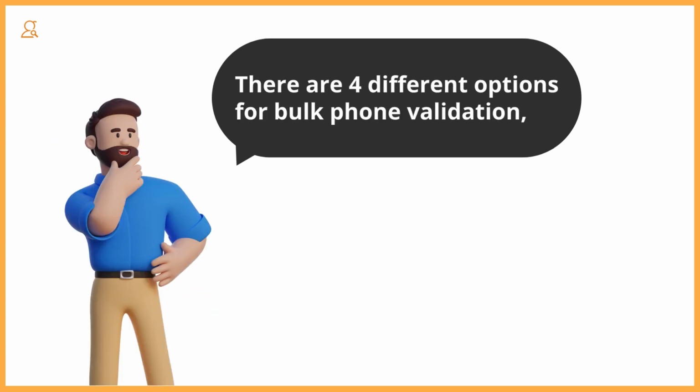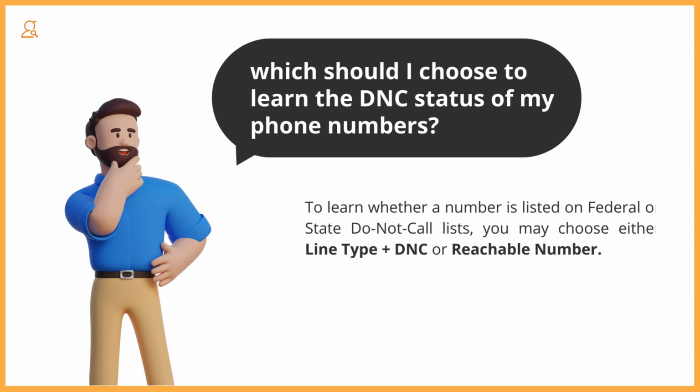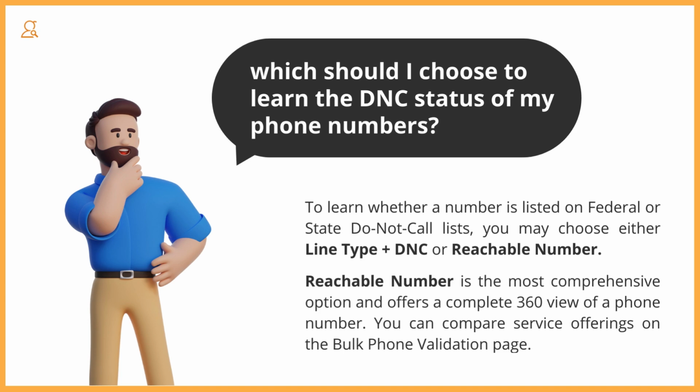There are 4 different options for bulk phone validation. Which should I choose to learn the DNC status of my phone numbers? To learn whether a number is listed on federal or state do not call lists, you may choose either line type plus DNC or reachable number. Reachable number is the most comprehensive option and offers a complete 360 view of a phone number. You can compare service offerings on the bulk phone validation page.